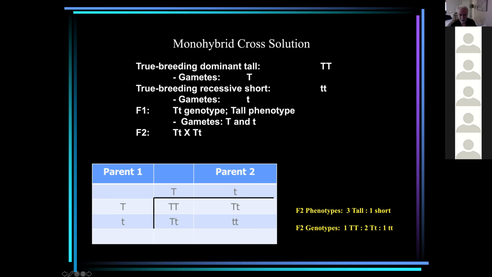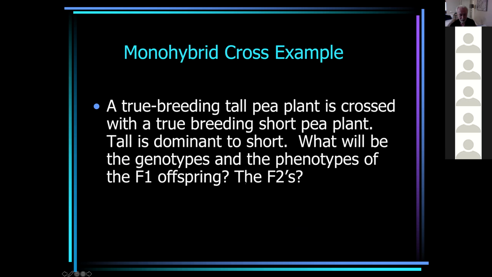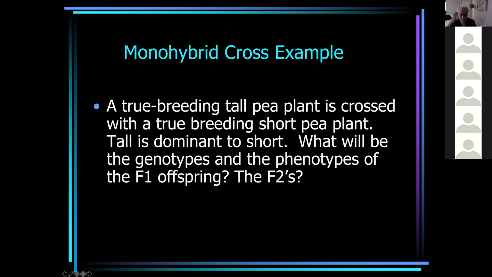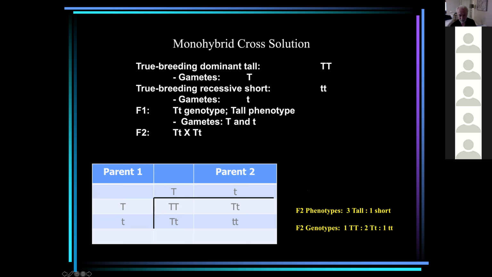So to answer the question from the previous slide, what are the genotypes and phenotypes of the F1? Well, the genotype is big T, little t. The phenotype is tall. What are the genotypes and phenotypes of the F2s? The phenotypes are 3 tall, so anything that has a big T allele is going to be tall because that's dominant, 3 tall to 1 short. The genotypes will be 1 homozygous dominant, 2 heterozygotes, and 1 homozygous recessive.